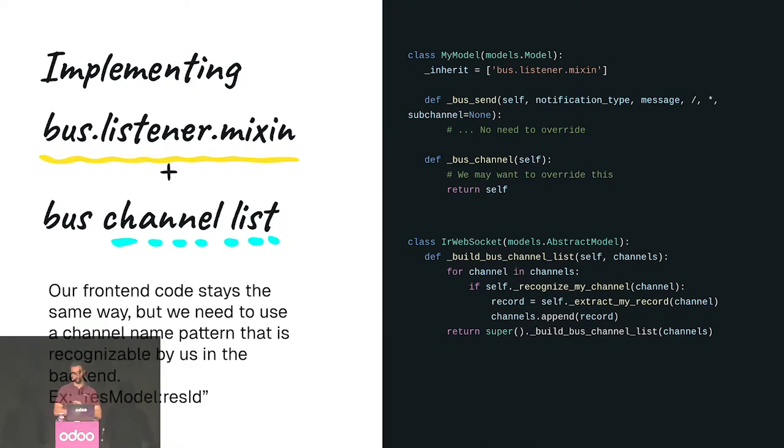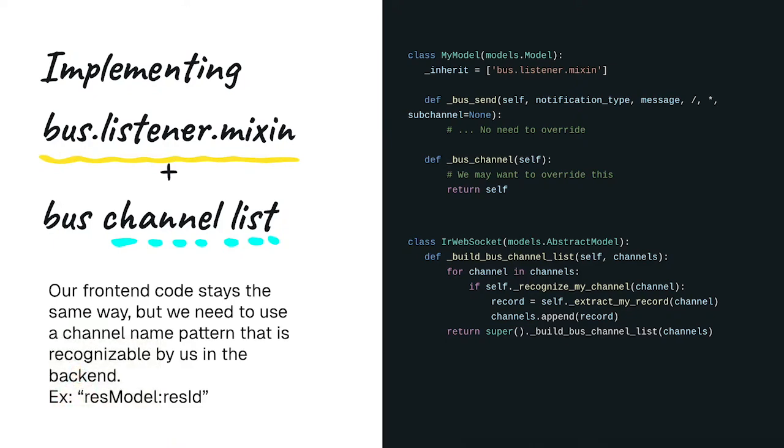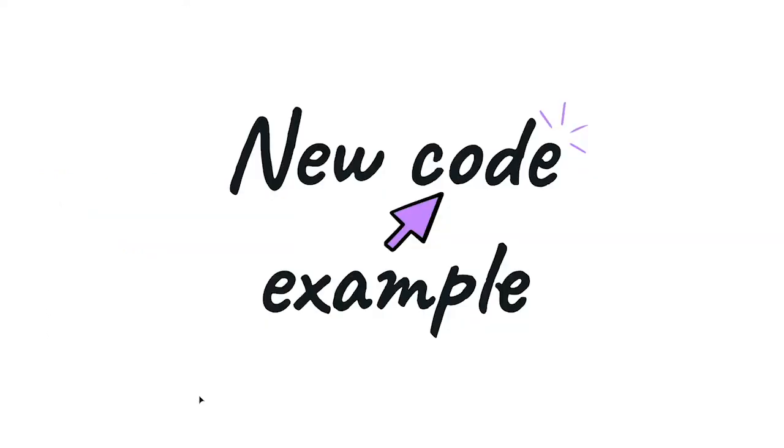In the front end, it's going to stay the same. The only thing we have to keep in mind is that the name pattern has to be recognizable, as I've said. This is an example. It doesn't have to be the model and the ID. It could be something else, but this is the example that we're going to use. So I'm going to show you how we can do that.